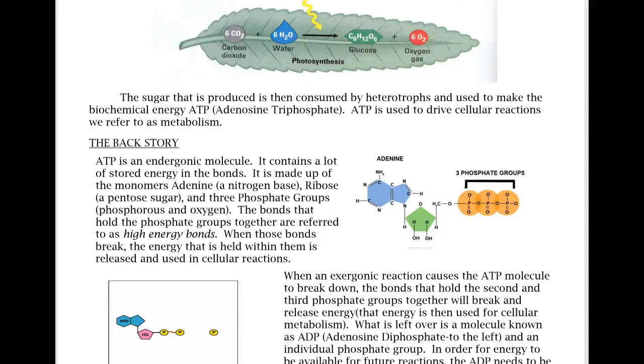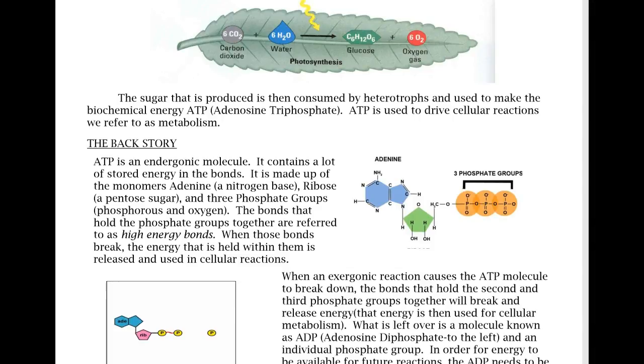So we have to take a look at ATP and see why ATP is so important. All right, so let's take a look at this ATP molecule, and we're going to go back and refresh our memory with some terms from Chapter 2, and one of those terms is endergonic. Do you remember what endergonic means?